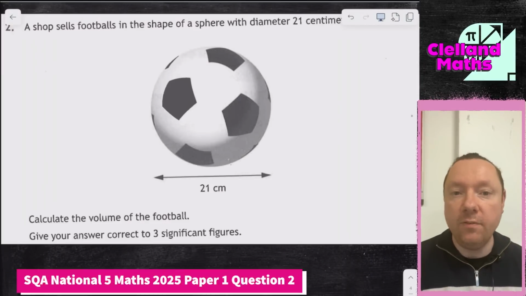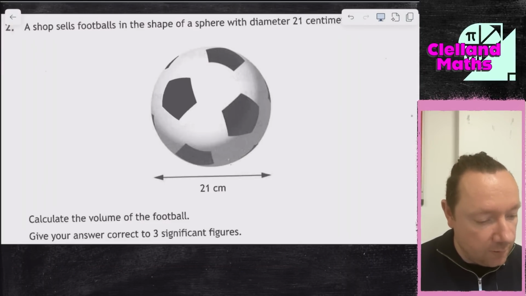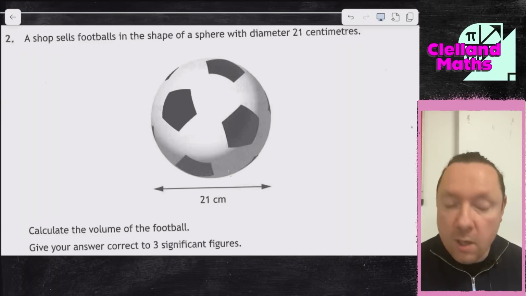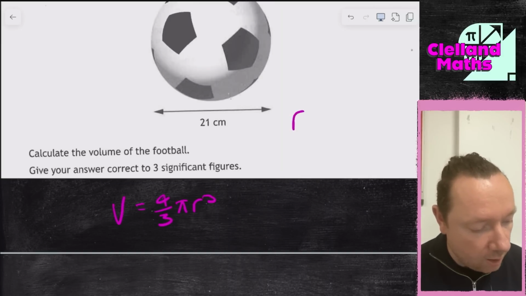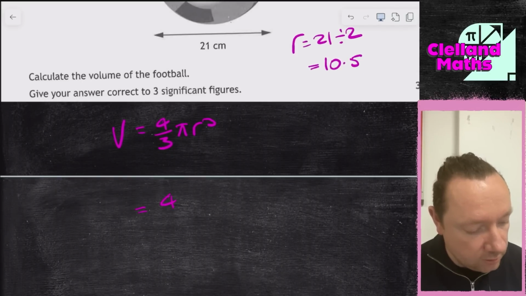And we're done. SQA National 5 Maths 2025, Paper 2, Question 2. A shop sells footballs in the shape of a sphere with diameter 21. Calculate the volume of a football, 3 significant figures. So start of the exam paper, volume of a sphere is 4/3 pi r cubed. So I need to work out my r. Well, r is 21 divided by 2, which is 10.5. So it's just 4/3 times pi times 10.5 cubed.